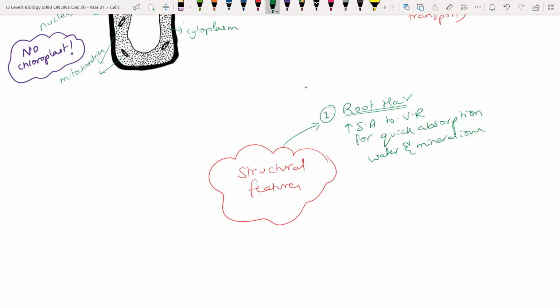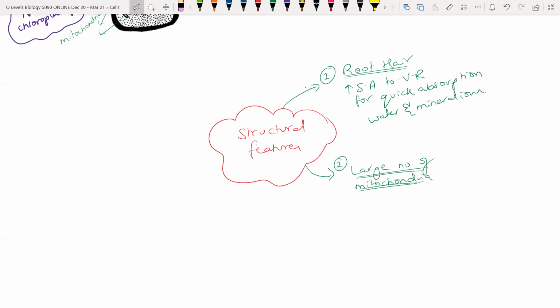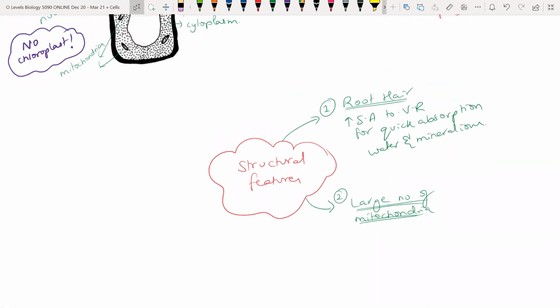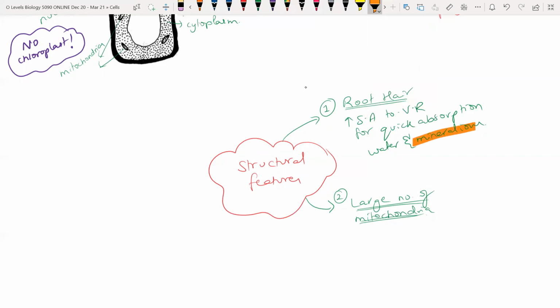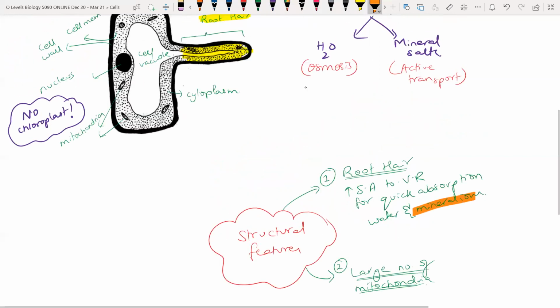Then there is a second very prominent feature, that is large number of mitochondria. Large number of mitochondria. Again, this is a structural feature which we need to understand, that how on earth does the fact that it has a very large number of mitochondria relate to the function? Well, the answer is, I said that the absorption of mineral salts is done by active transport. So active transport requires energy.